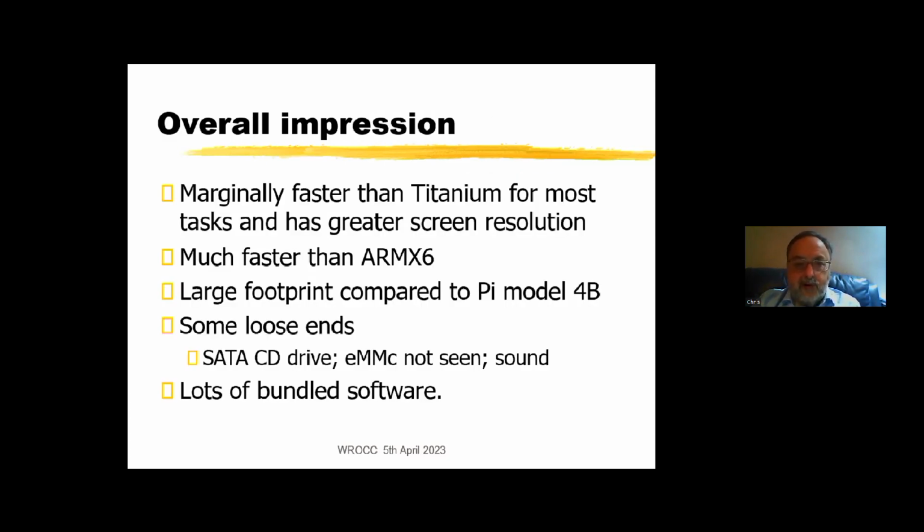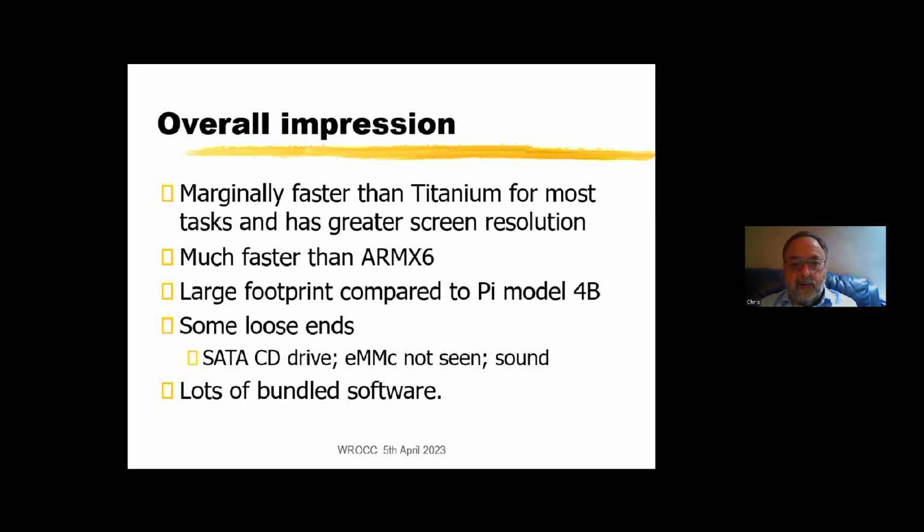So, what's my impression of this fast system? Well, it's like a Pi 4B in all the software side of things, but the storage is very impressively fast. It's somewhere between titanium and double titanium speeds, depending whether you're doing a load and save or a random access.